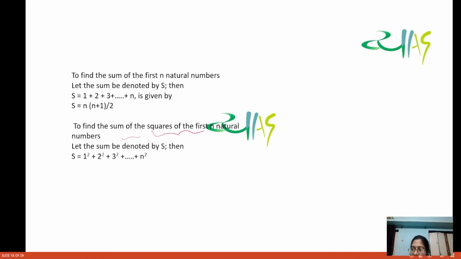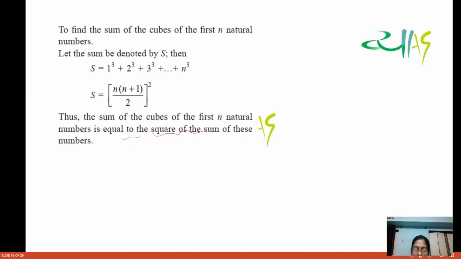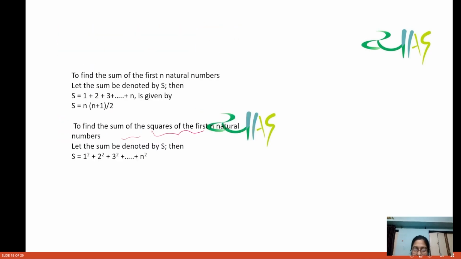So see, sum for first n natural numbers is what? And for finding the sum of the squares of the first n natural numbers, S is equal to n(n+1)(2n+1) divided by 6. Okay, divided by 6. You can remember this.